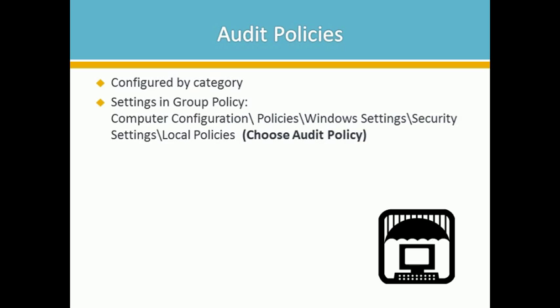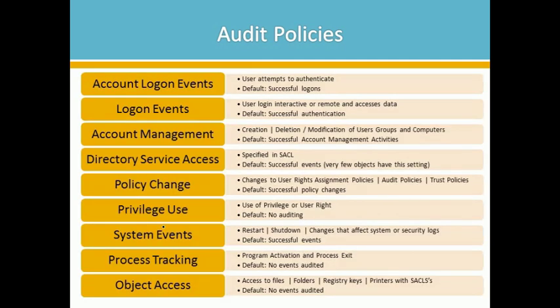So we configure them by category. We put these settings in group policy. It's drilled down through computer configuration, and if you go through computer configuration and policies, you will see Windows settings and security settings. Right there, you'll see local policies, which really is your audit policy location. So let's take a look at the type of policies that we can use. We have account logon events, which means a user is going to attempt to authenticate, and the default is we want to see all the successes.